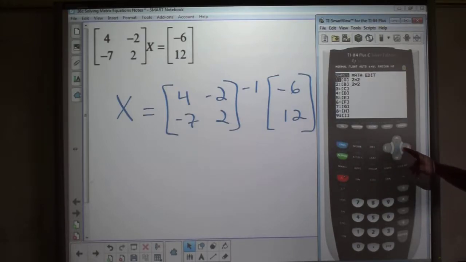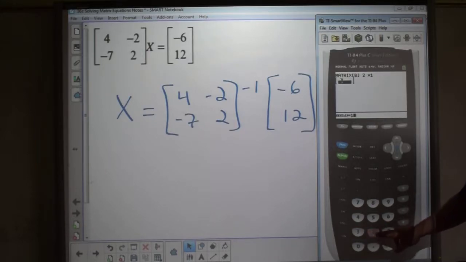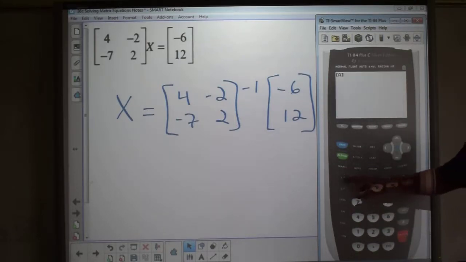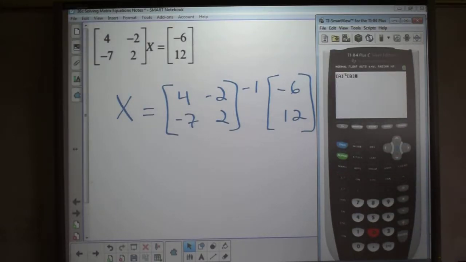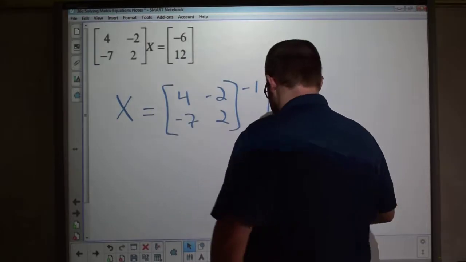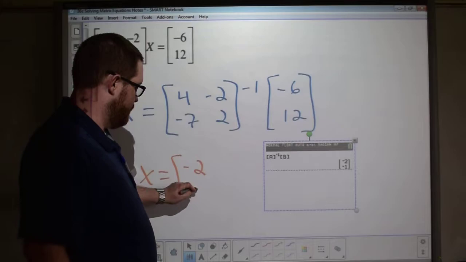Matrix B is a 2 by 1, and you know you're right because it looks the same as that. -6, 12. And I want to do operations. So I want matrix A inverse times matrix B. You don't have to put the multiplication symbol in there. It knows enough to do that. And it gives you the answer. It tells you that X equals -2, -1.